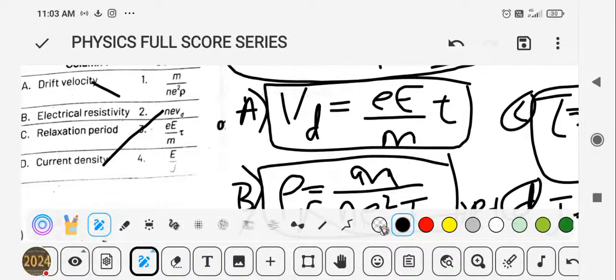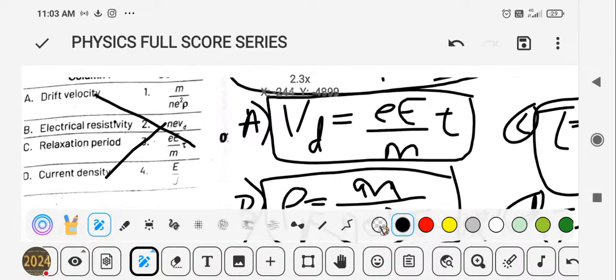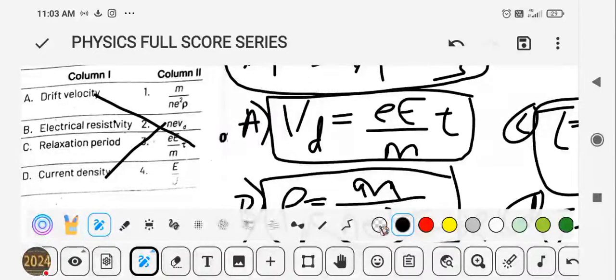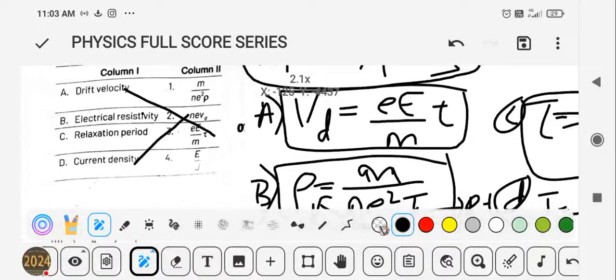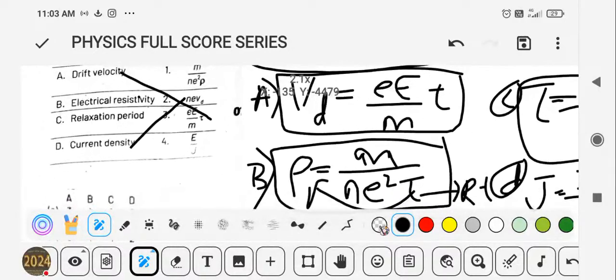So drift velocity is equal to E tau by m. Electrical resistivity rho is equal to m by n e square tau. So the relaxation time is given by m by n e square rho. But the resistivity is given by E by J.